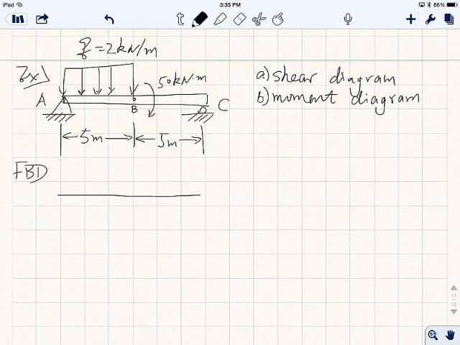Point C is sitting on a roller, so it's free to move in the X direction. So all you have is CY, right? And AX, AY is the resultant force at point A after you take the pin off. And this distributed force is still there.